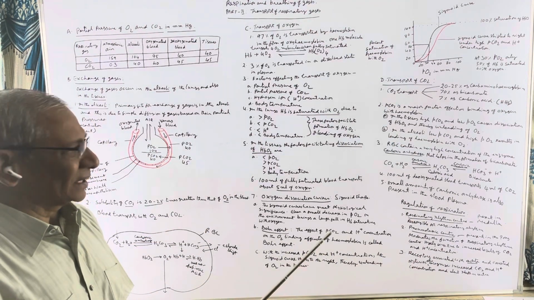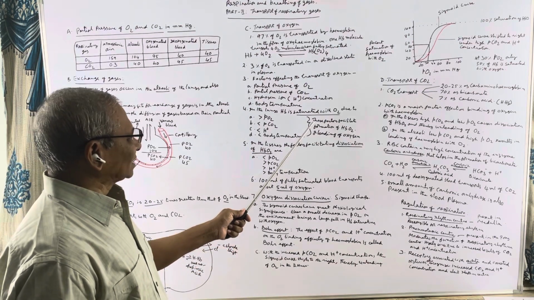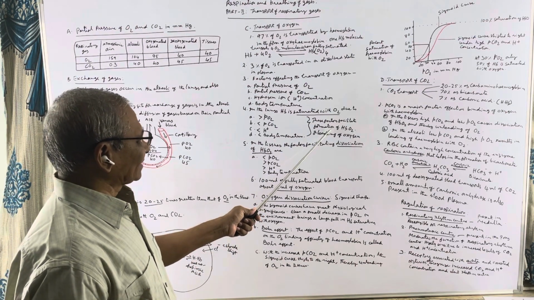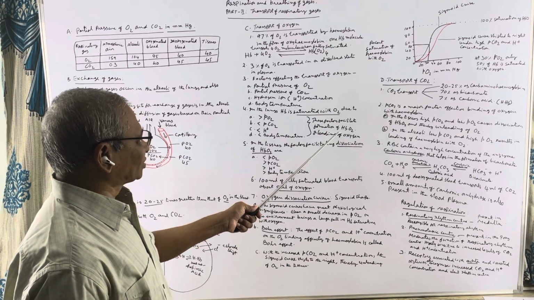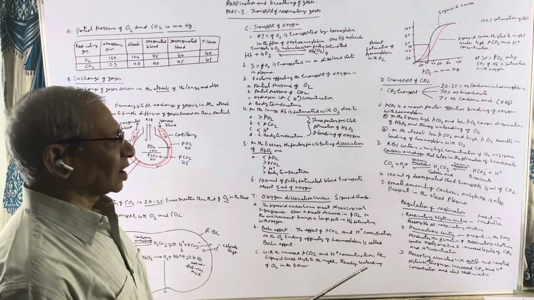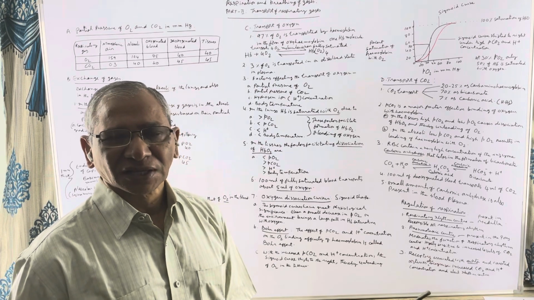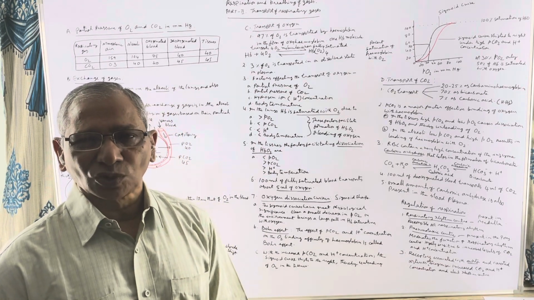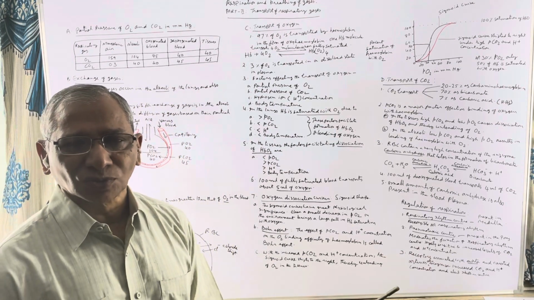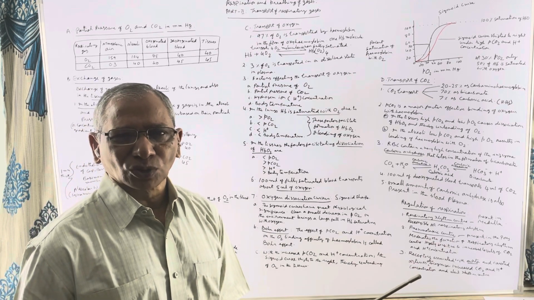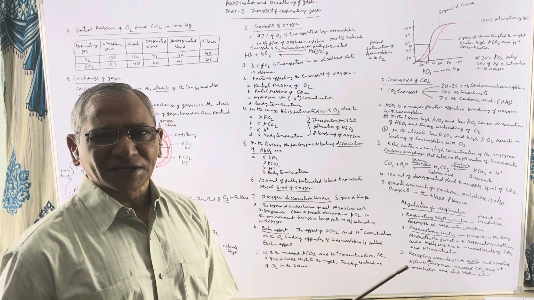As a result, what happens? All these factors facilitate formation of oxyhemoglobin or loading of oxygen. So because of these 4 factors, oxygen combines with hemoglobin forming oxyhemoglobin. In this way, hemoglobin is saturated with oxygen.